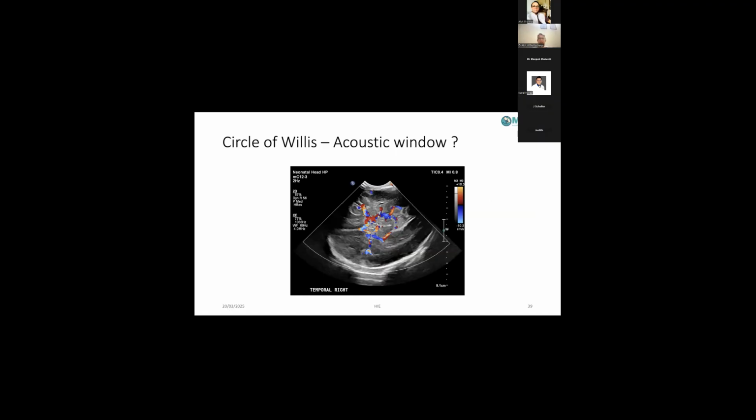Well, I wanted to ask the question, but silly me, I can see that I have written the answer already. I wanted to ask which acoustic window I'm using here. So this is the circle of Willis, right? Anterior cerebral, middle cerebral, posterior cerebral. You can see a nice circle of Willis here. And I've already written it's a temporal one. So this is the mesencephalon here, and you can see the circle of Willis coming up beautifully.